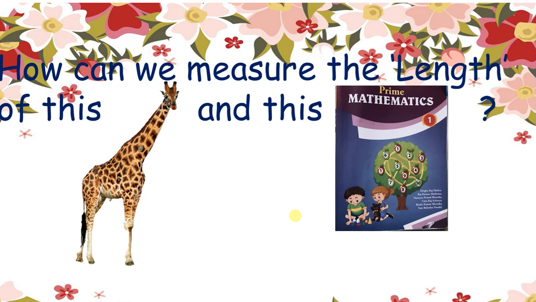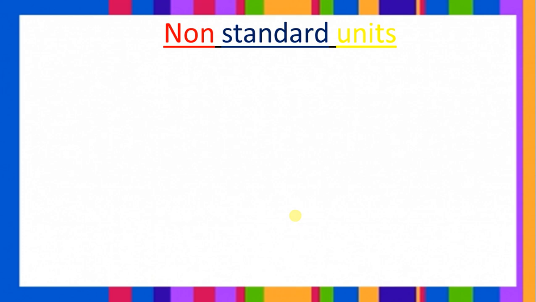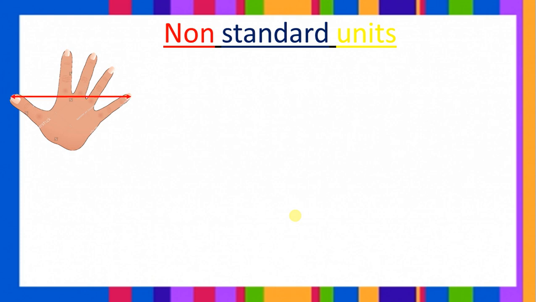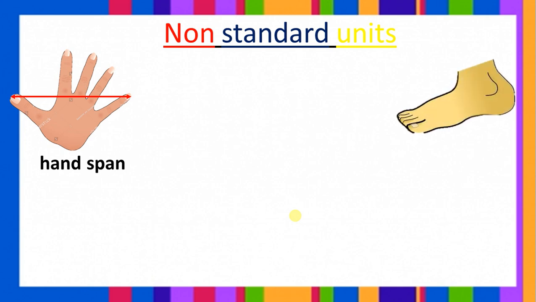There are different units and methods for measuring the length. Let's begin with some of the non-standard units. When different measurement units or measuring devices were not invented, people used non-standard units for measuring the length. The first non-standard unit is handspan. People used to measure the length of things by using handspan.